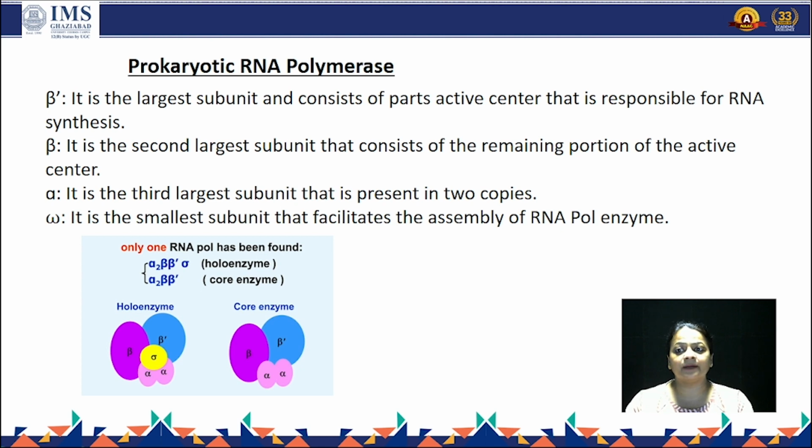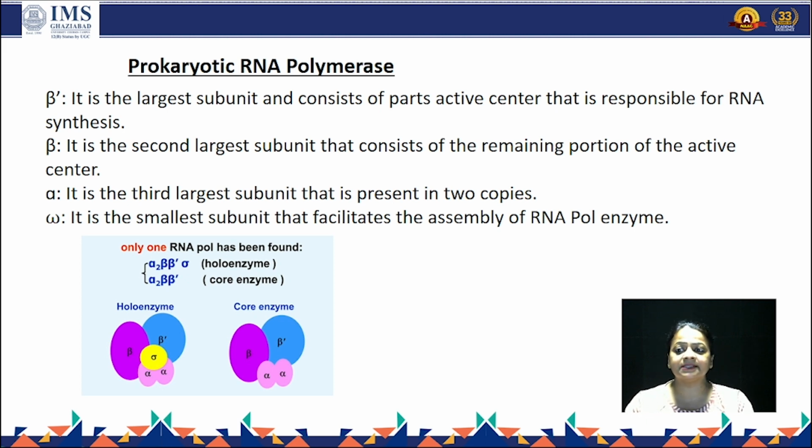Talking of the prokaryotic RNA polymerase, it has subunits: alpha, two copies of the alpha, beta, beta dash, omega, and a sigma also. Beta dash is the largest subunit and consists of the active center that is responsible for RNA synthesis. Beta is the second largest subunit that consists of the remaining portion of the active center. Alpha is the third largest subunit, present in two copies, as I told you earlier. And omega is the smallest subunit that facilitates the assembly of the RNA polymerase.